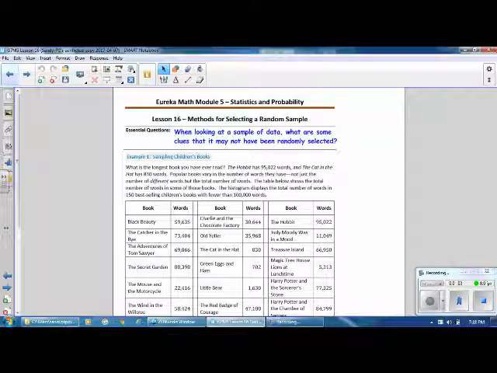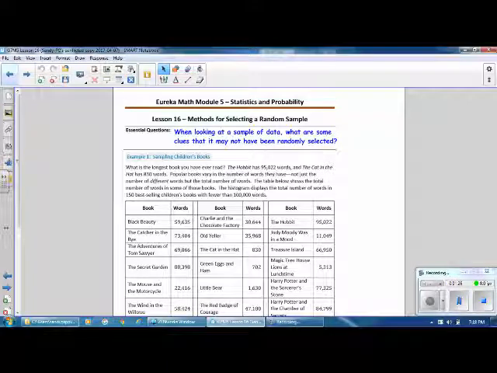Example 1, sampling children's books. What is the longest book you have ever read? The Hobbit has 95,022 words, and The Cat in the Hat has 830 words. Popular books vary in the number of words they have, not just the number of different words, but the total number of words. The table below shows the total number of words in some of those books.